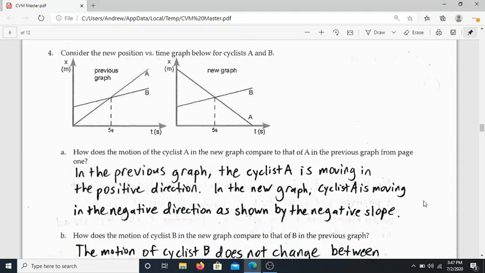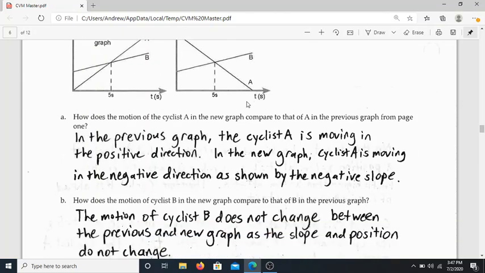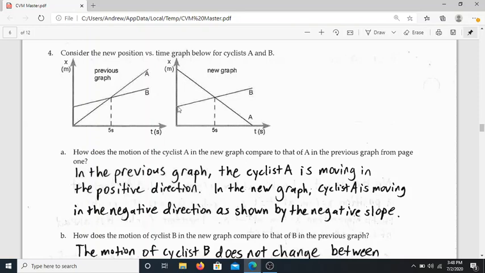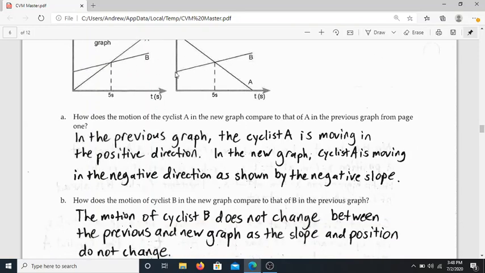Covers both of them. So for part B, how does the motion of cyclist B in the new graph compare to that of B in the previous graph? I kind of said it, just setting the stage, but the B line is exactly the same in both cases. So the motion of cyclist B does not change at all. Okay, it has the same starting position, the same slope, the same everything. And I know it might look slightly different. More than likely in this class, I'm not going to try and trick you by making things that look almost the same. So if they look the same, you can assume they're going to be the same.